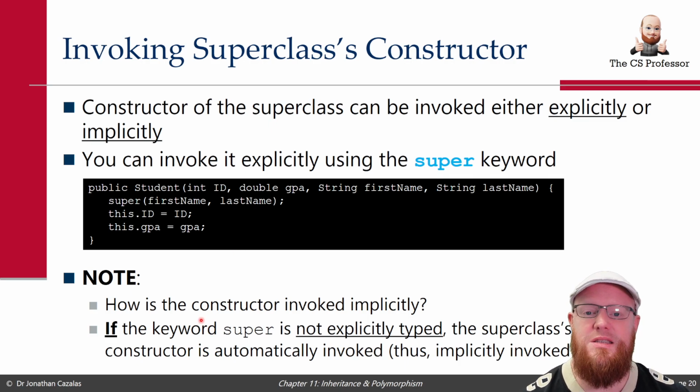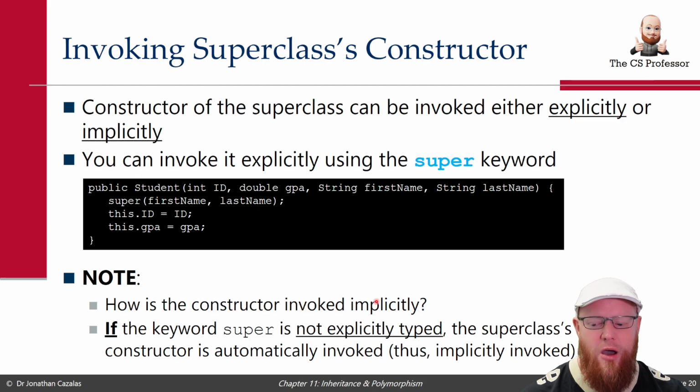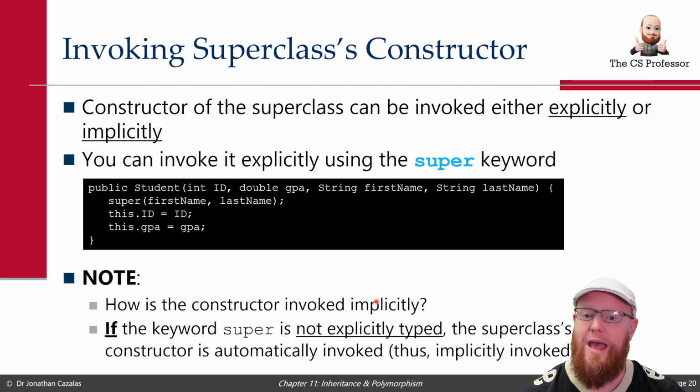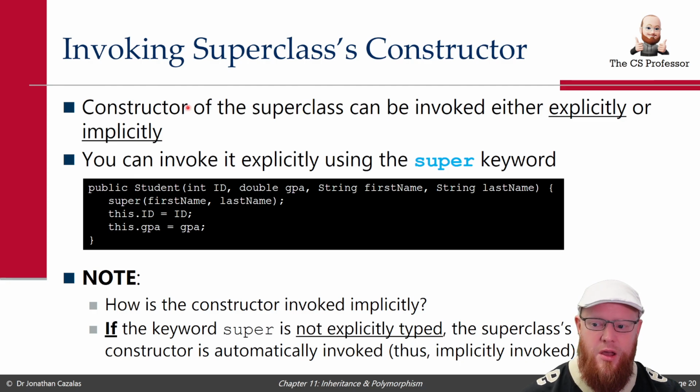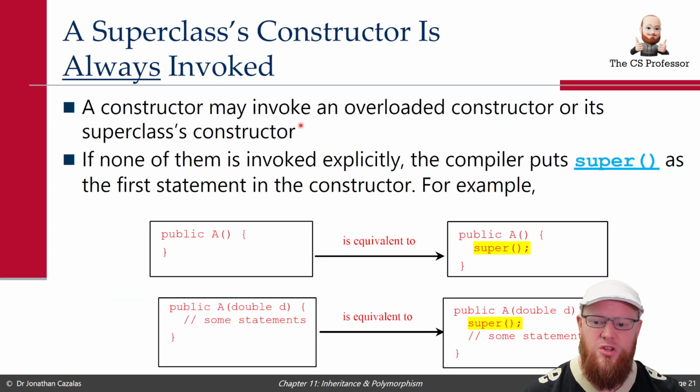Now, what if we don't explicitly use the super keyword? How is that super constructor invoked implicitly? Because I said it here, underlining it. We can invoke the constructor of the superclass explicitly or implicitly. How do we do it implicitly? If the keyword super is not explicitly typed, the superclass's no argument constructor is automatically invoked implicitly. That's the idea of what happens. So a constructor here, if I have public A, this is equivalent to public A and putting super inside.